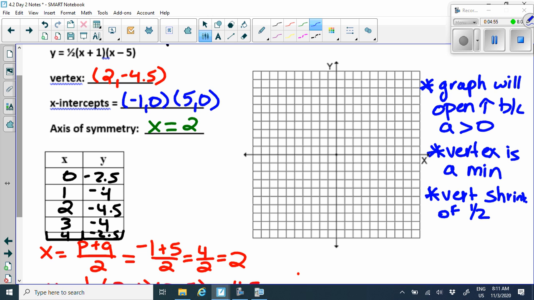Okay, let's go ahead and graph this function. So I have 2, negative 4.5, so 1, 2, 3, 4. We're going to be a little bit in the middle, which is okay. And then negative 4, and then negative 2.5. So 1, 2, boom. And if you want to, you can include your x-intercepts, which are 5, 0, and negative 1, 0. And notice that our graph does open up, so we did this correctly. And our vertex is a minimum, so it's the lowest point on this graph here.